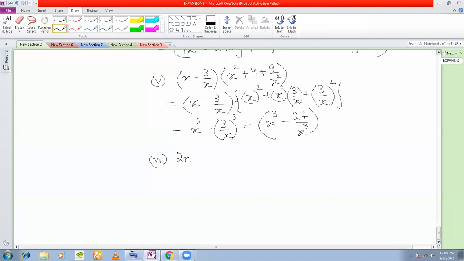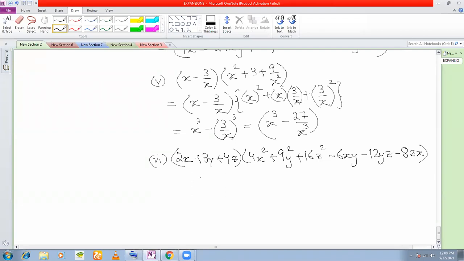2x plus 3y plus 4z into 4x square plus 9y square plus 16z square minus 6xy minus 12yz minus 8zx.